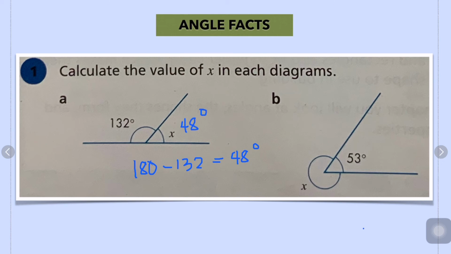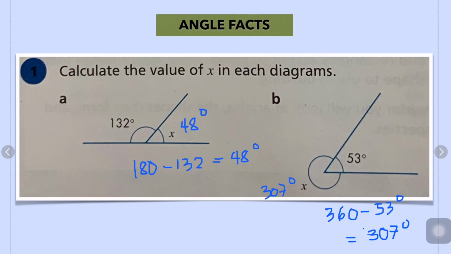And for letter B, the angle is at a point, which is actually forming a full rotation, so that's 360 degrees minus 53 degrees. To find out the value of x, just subtract them. You have there 307 degrees. So in other words, the value of x here is 307 degrees.